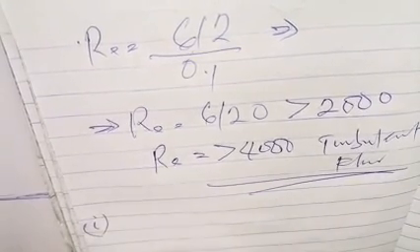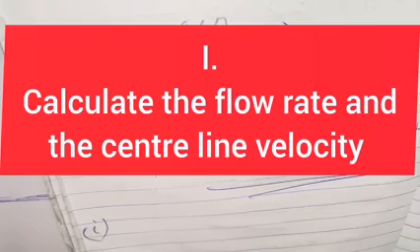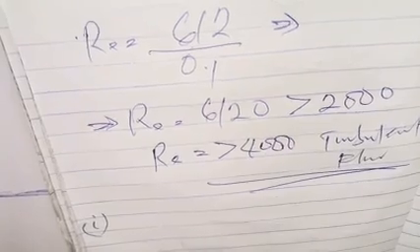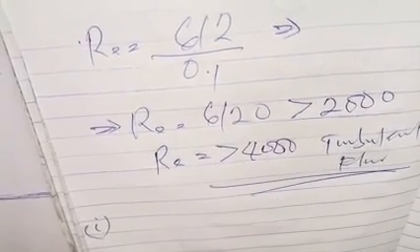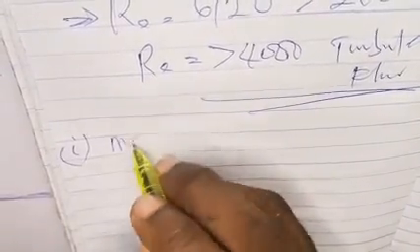Question I says calculate the flow rate and the center line velocity. When they say calculate the flow rate, it actually means the mass flow rate. We are actually asked to calculate the mass flow rate. So you have to be very careful in understanding the question. Flow rate does not mean discharge this time around, unless it's a volume flow rate. That's discharge, and I've already solved for discharge. So they're asking you to find the mass flow rate.